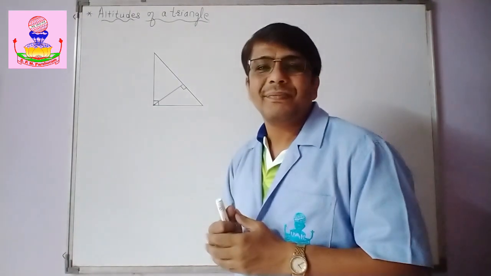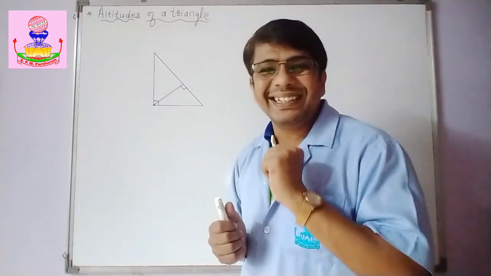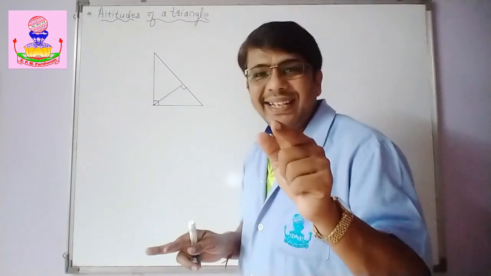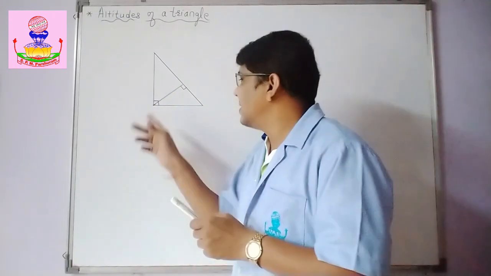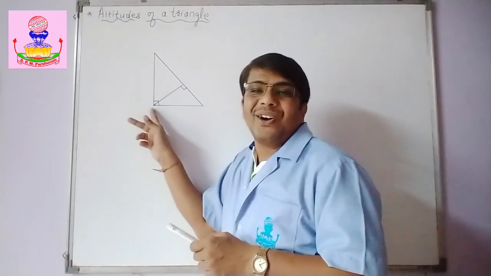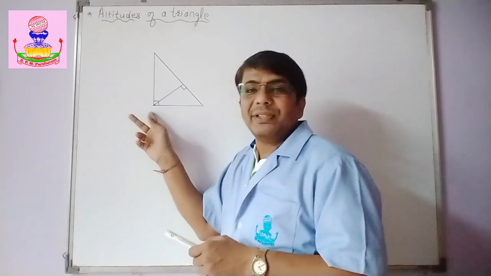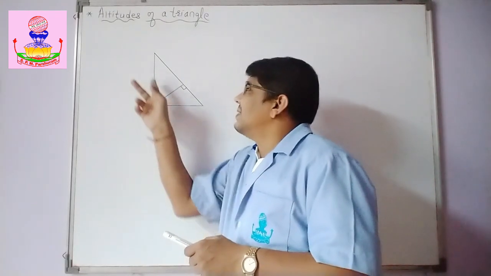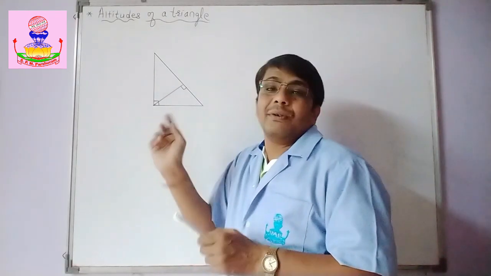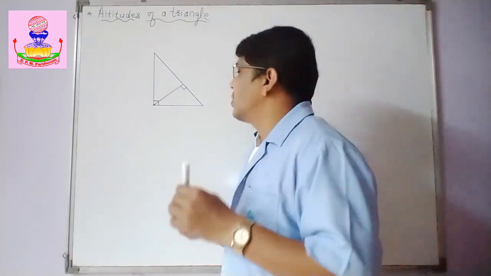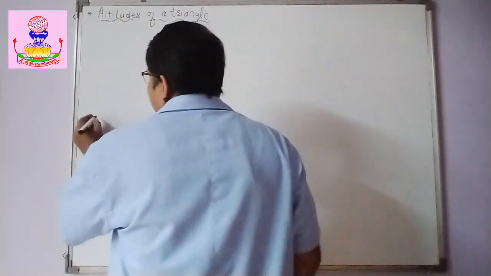So, for a right angle triangle, where is the point of concurrence? It is on the triangle, at the vertex where the right angle is formed. This is the point of concurrence. This is the orthocenter. And no doubt these are the two sides which form the altitudes. So this is only for a right angle triangle.